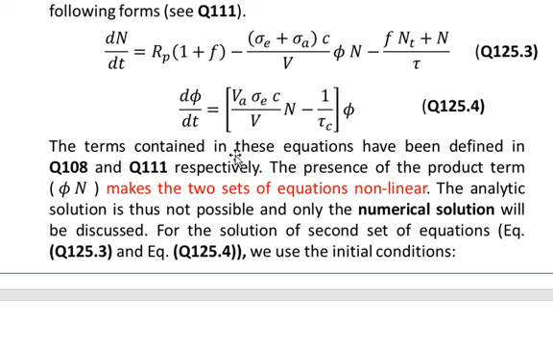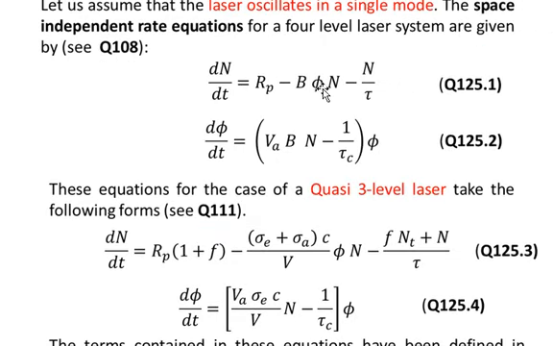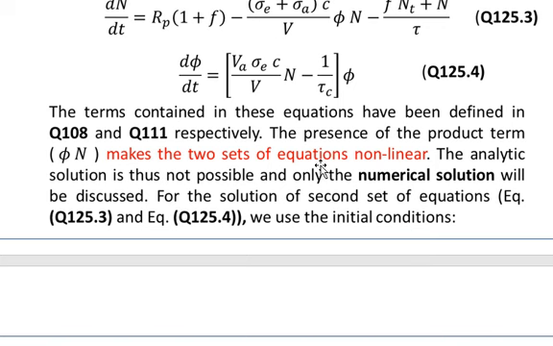Consider the presence of the product term phi N. You see that phi N is present in all these four equations. You can see that phi N is over here, and this N multiplied by phi outside the bracket, phi N is here. Similarly in the other equations, phi N is present over here. So the presence of the product term phi N makes the two sets of equations non-linear. The analytic solution is thus not possible, and only the numerical solution will be discussed.